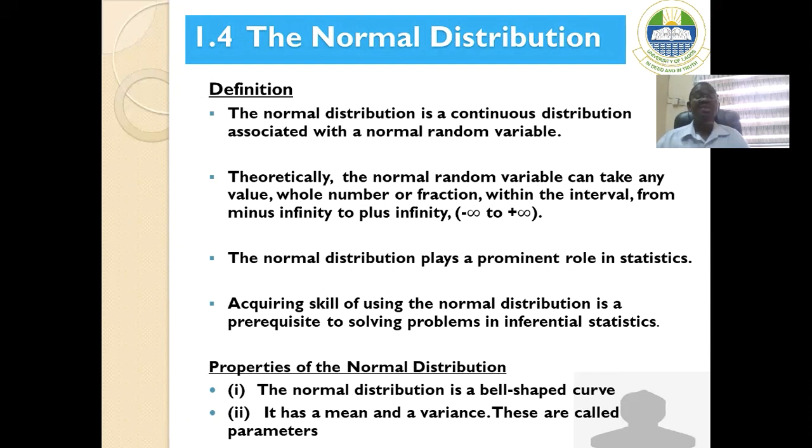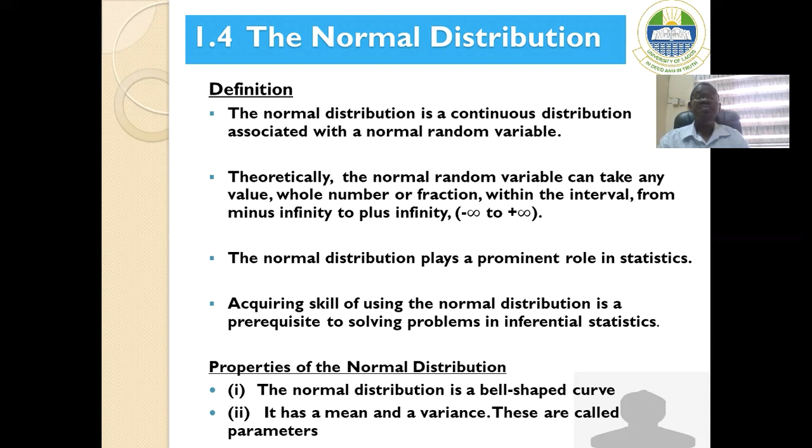Now we come to the normal distribution. The normal distribution is a continuous distribution associated with the normal random variable. What do we mean by a continuous distribution? A continuous distribution, associated with a continuous random variable, that is the normal random variable, is such that this random variable can take any value, whether whole number or fractions, within minus infinity to plus infinity. That's a very big range. Just a minute. Minus infinity to plus infinity.